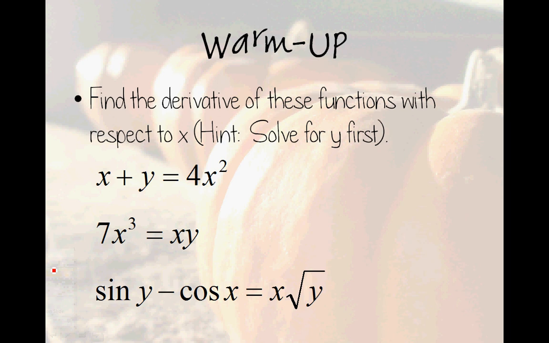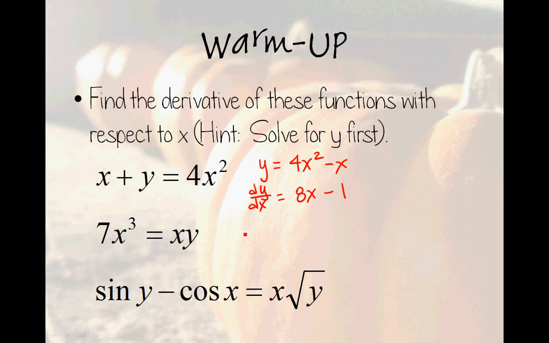Okay, so hopefully you have answers to the 3, or at least you have thought about them. You might have gotten stuck on one of them. So I'll do the first one for you guys. If we solve for y, we have 4x squared minus x, so that was the hint that I gave you. And then to get the derivative of that, we just do dy/dx equals 8x minus 1, and that would be your answer to that question.